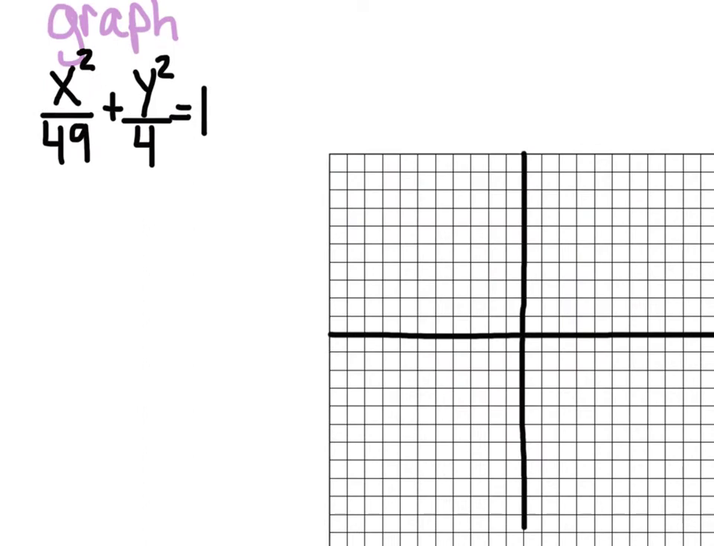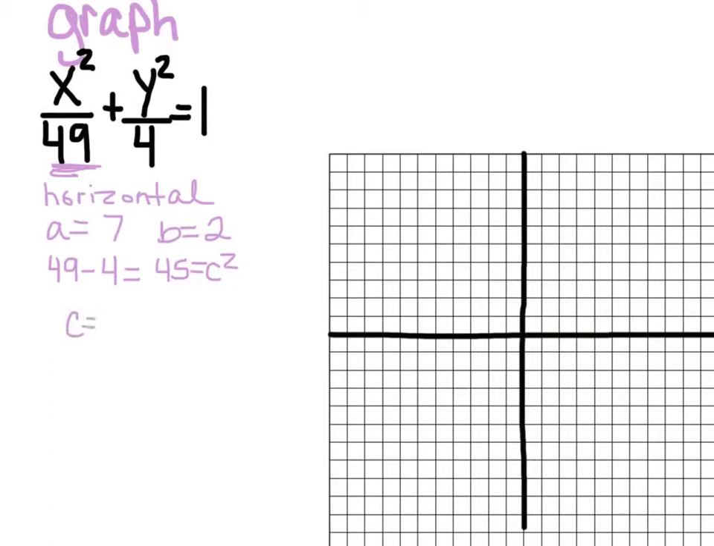For this next one, we're going to graph x squared over 49 plus y squared over 4 equals 1. So this time, because the 49 is bigger than 4, and it is underneath the x part, we know this is going to be horizontal. And a is going to be the square root of 49, which is 7. b is going to be the square root of 4, which is 2. And then a squared minus b squared gives us c squared, which is 45.